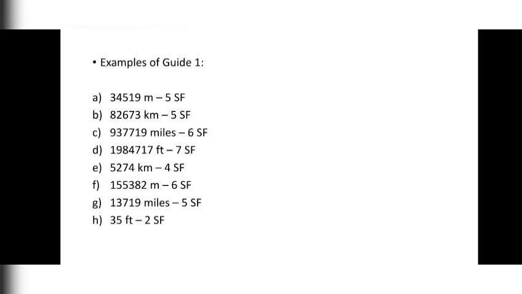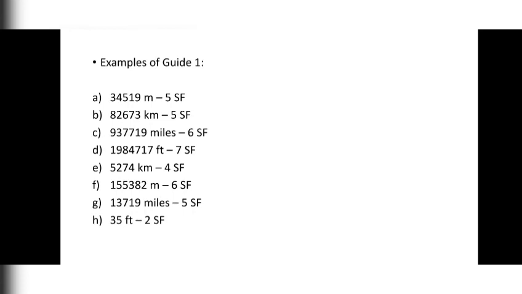The first one, all non-zero digits are significant. Let's see some examples for guide number 1. Letter A, we have 34,519 meters. There are no zeros over there. It's basically 3, 4, 5, 1, and 9. So all of them are significant because it's not 0. That means you can say it's 5 significant figures.